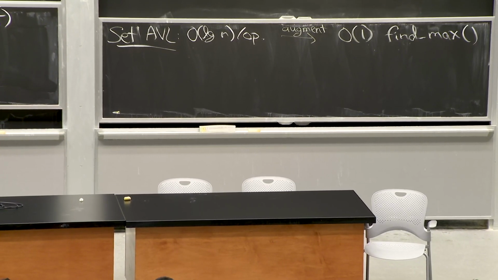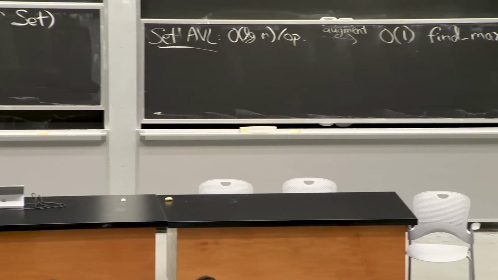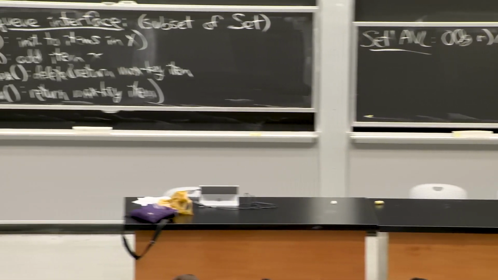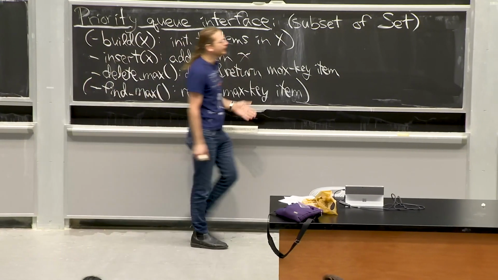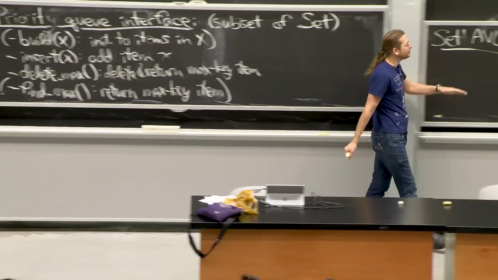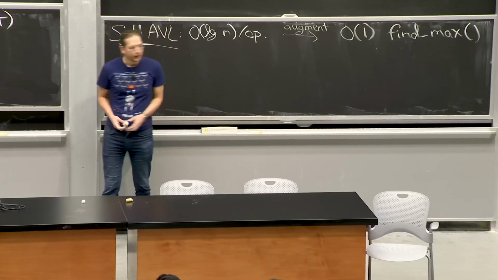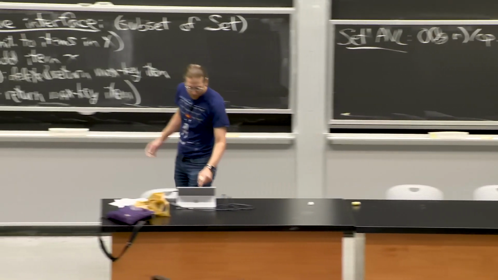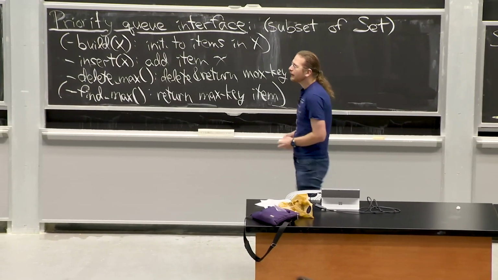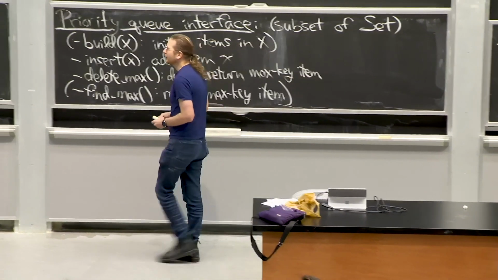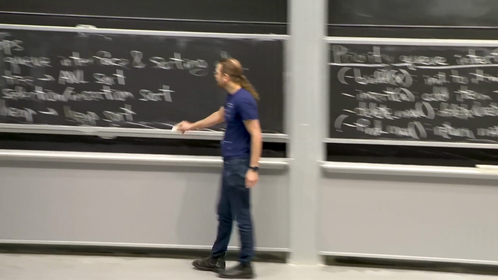But what we're going to see today is another data structure called a binary heap, which is in some sense a simplification of set AVL. It achieves basically the same time bounds. Build will be faster by a log factor, but that's not the main reason we care about them. The main advantage is that they're simpler, and they give us an in-place sorting algorithm.